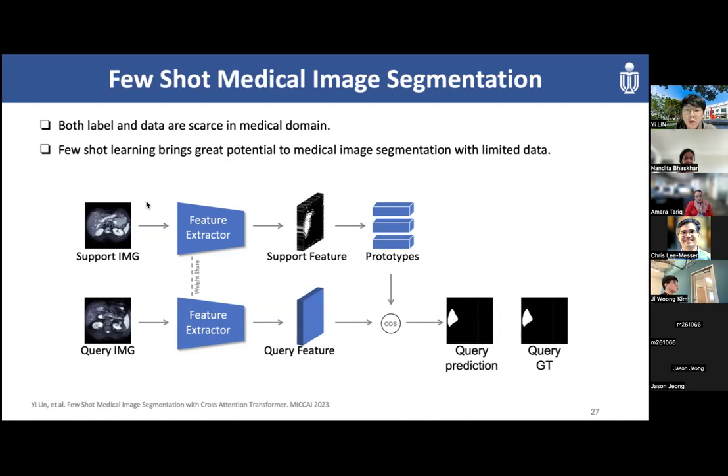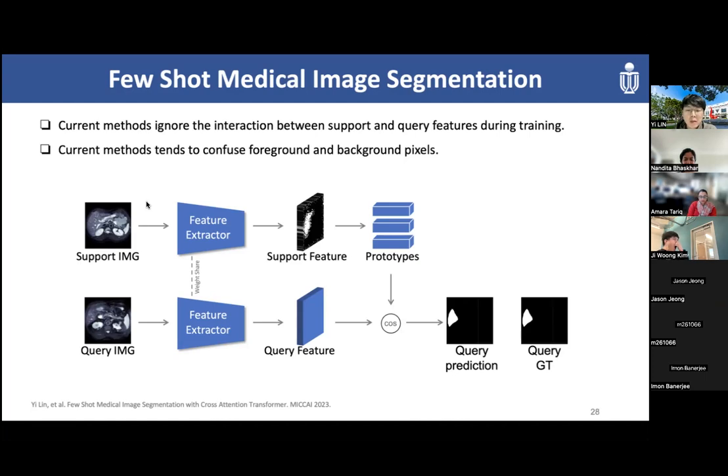Considering the hundreds of organs and countless diseases in the human body, few-shot learning brings great potential to medical image segmentation. The typical few-shot image segmentation uses a pre-trained feature extractor to extract the features of the support set and query set, and then computes the similarity between the query features and the prototypes of the support features. The similarity is used to predict the label of the query image.